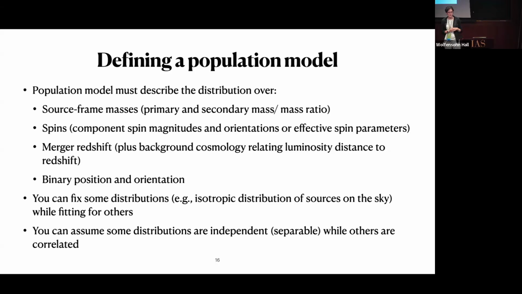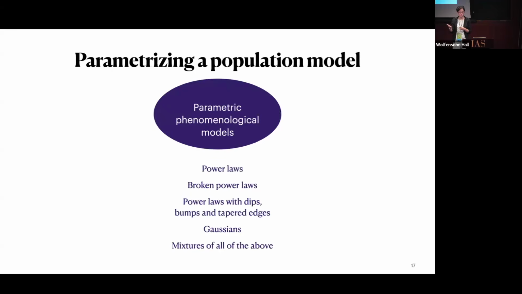And then you can also assume some distributions are independent or separable. So like the mass distribution might be independent of the redshift, and you have the same mass distribution at all redshift. Or maybe the spin distribution, you want to write that as being independent of mass. Or you can write things as being correlated, like maybe the mass distribution does depend on redshift. So yeah, you just write down your population distribution and also what hyperparameters it depends on.